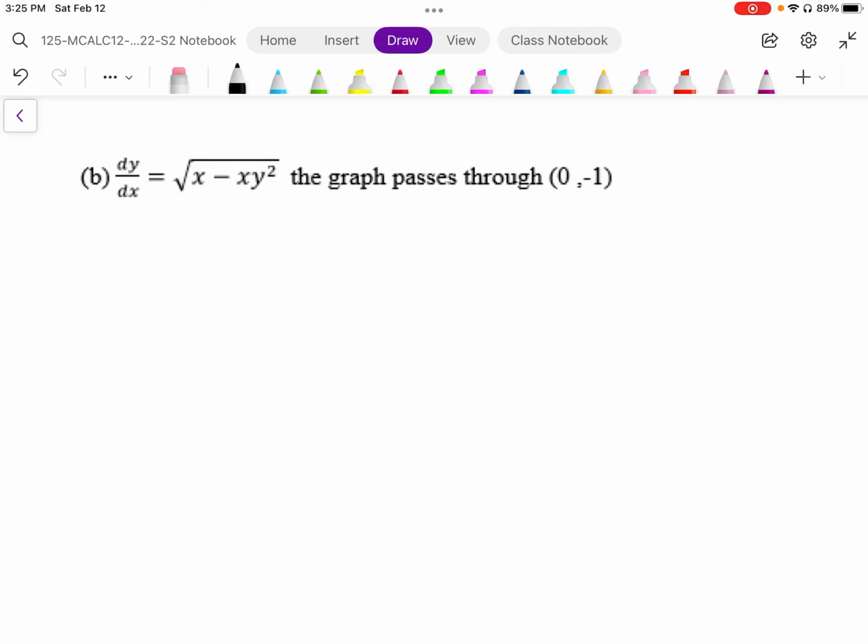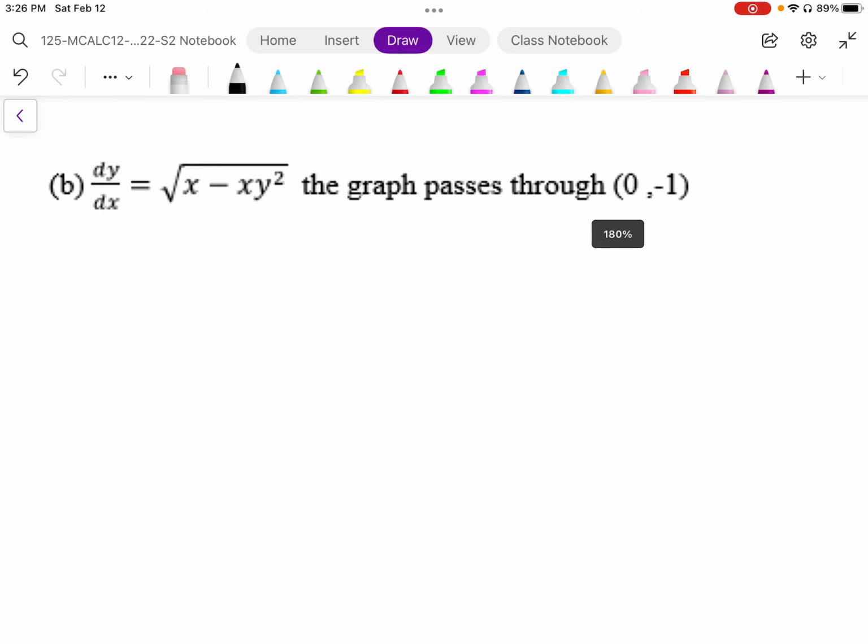Question number 15b, we are having to solve the differential equation. We have x's and y's, so we're going to have to separate and integrate this. And we've also been given an initial condition, which allows us to solve for c. Okay, so we can get a specific solution to this differential equation.